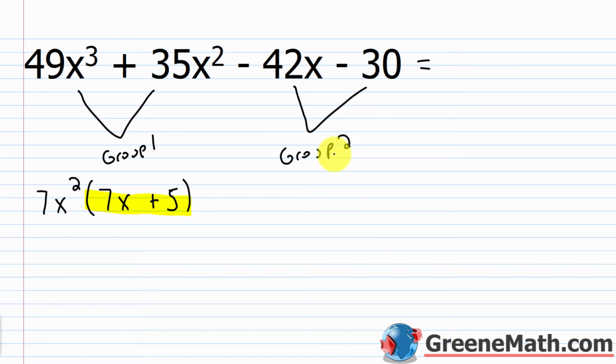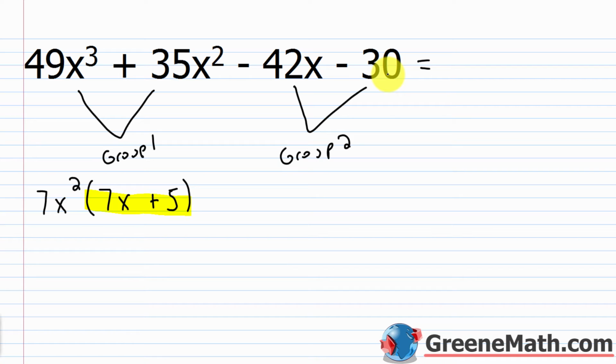So what could we do? When we think about what's common, the first thing is if I have 42 and I have 30, number-wise, the greatest common factor is a 6, right? Because 42 divided by 6 is 7. That's a prime number. 30 divided by 6 is 5. That's a prime number. So the best I could do is pull out a 6.